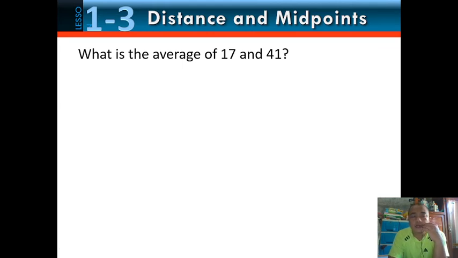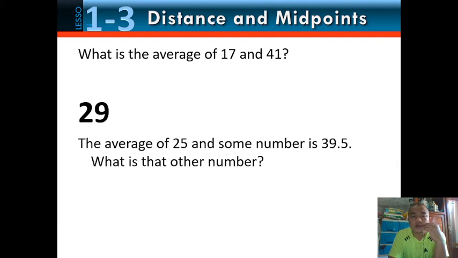What is the average of 17 and 41? Answer, 29. The average of 25 and some number is 39.5. What's the other number? Can you answer this in 5 seconds?